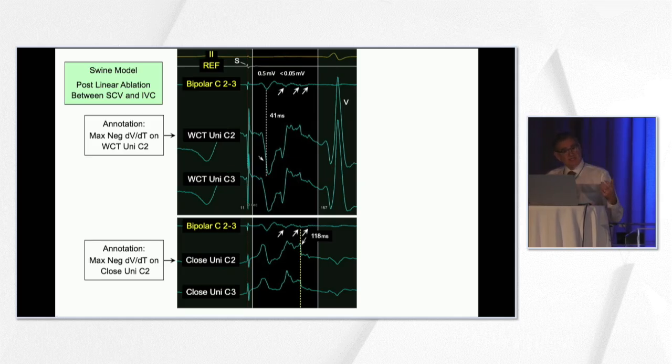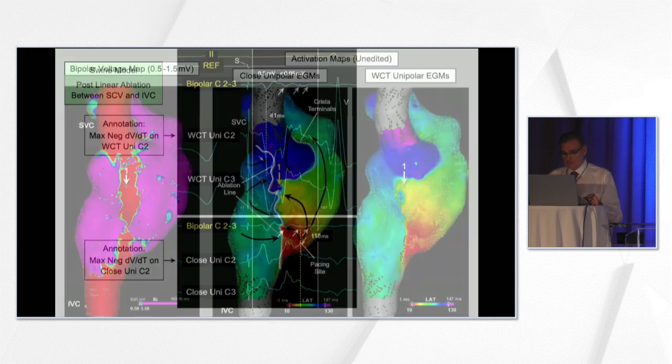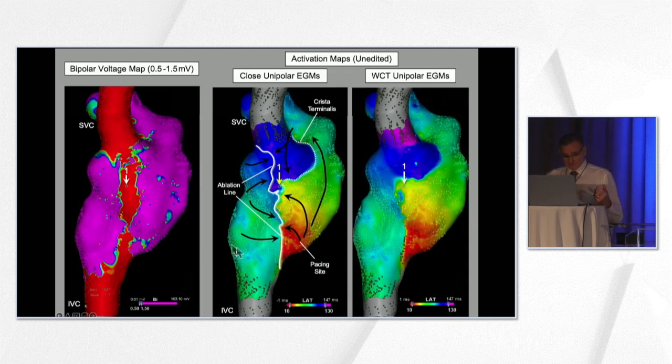And so you can see the importance of being able to differentiate what's truly local by getting rid of the far field, by bringing that electrode close. So on the map, here was the bipolar map. Here are the unedited, that was the word I was looking for before. I had a senior moment there, you know, as I was speaking.